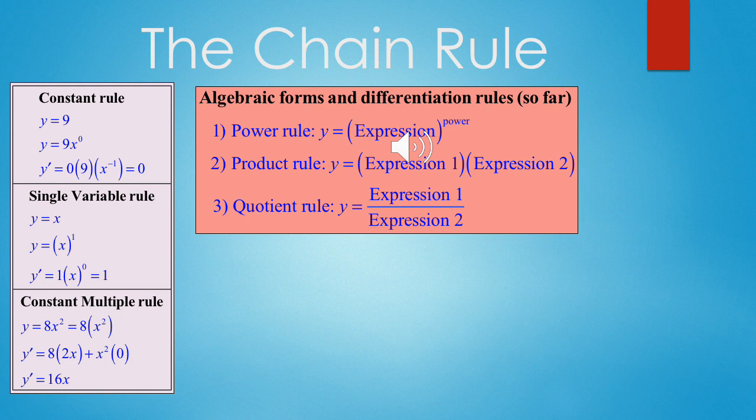Finally, the constant multiple rule is a specific example of the product rule. We can write y equals 8x squared as 8 times x squared. And by the product rule, y prime is equal to 8 times the derivative of x squared, which is 2x, plus x squared times the derivative of 8, which is 0. And we end up getting y prime is equal to 16x.